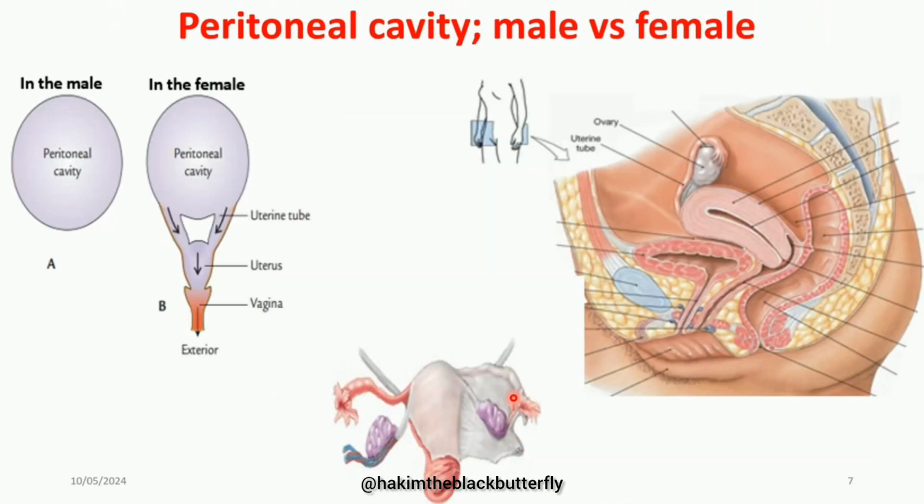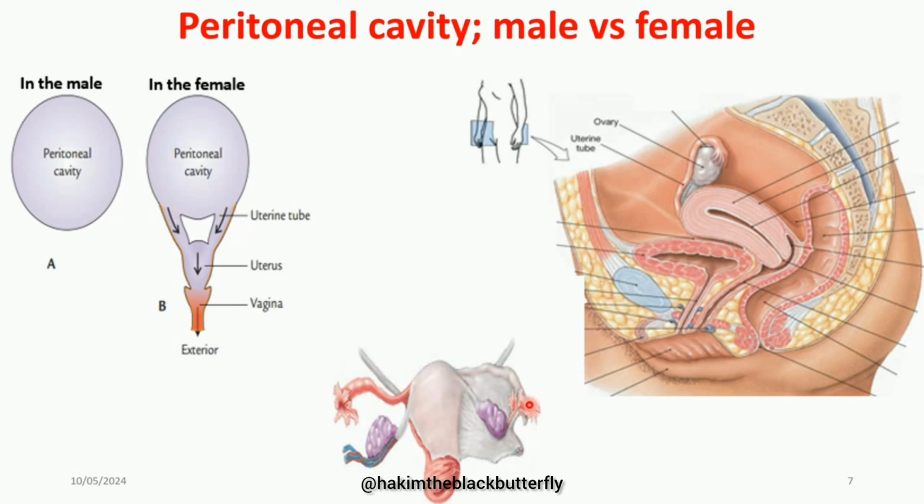In this slide, you can see that the peritoneal cavity of the male is structurally different from the peritoneal cavity of the female. The peritoneal cavity of the male is closed. The one of the females is not closed, it's open to other structures. You can see it here. This is the peritoneal cavity of the females, it's going to communicate with the fallopian tubes. You can see the tubes. These are the tubes. Okay.